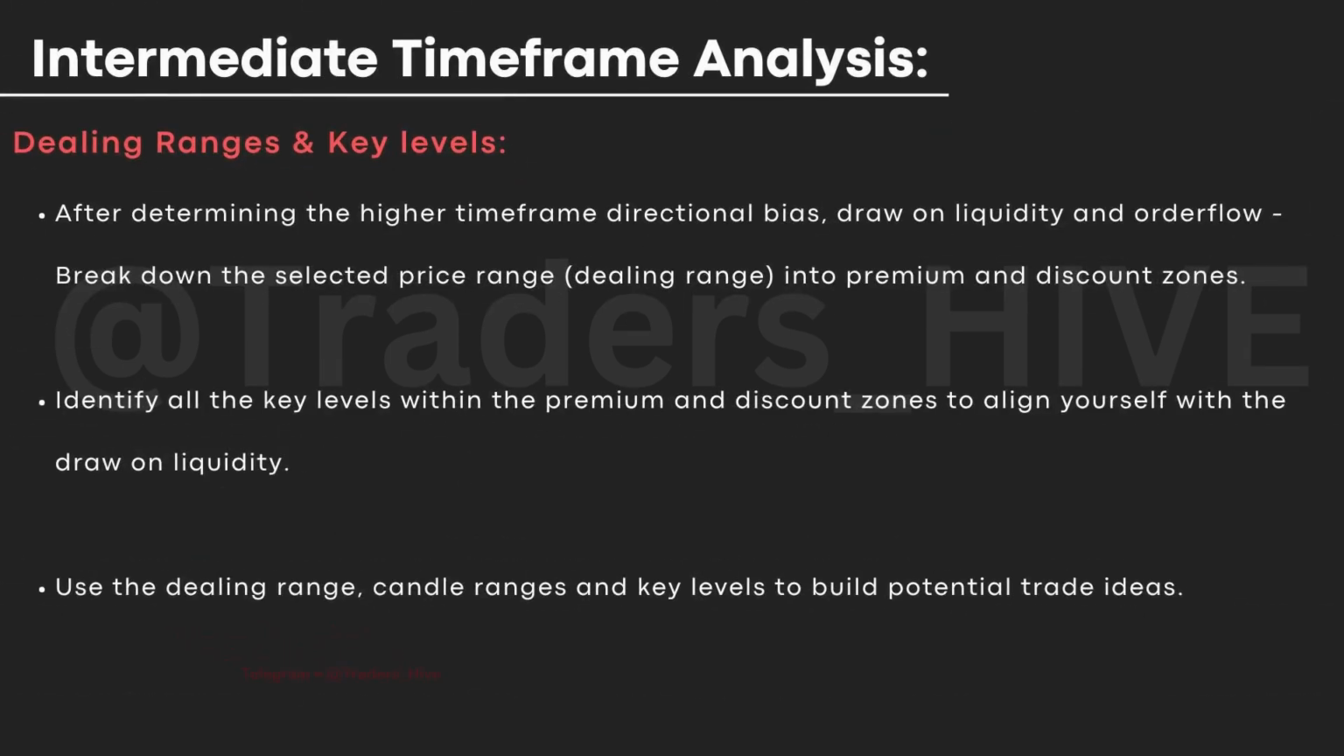Moving on, and then we're going to dive into dealing ranges and key levels for intermediate time frame analysis. First of all, after determining the higher time frame draw on liquidity and directional bias, you're going to break down the selected price range or current dealing range into premium and discount zones. And then you're going to identify the correct key levels within these premium and discount zones and select them based on the market context and narrative.